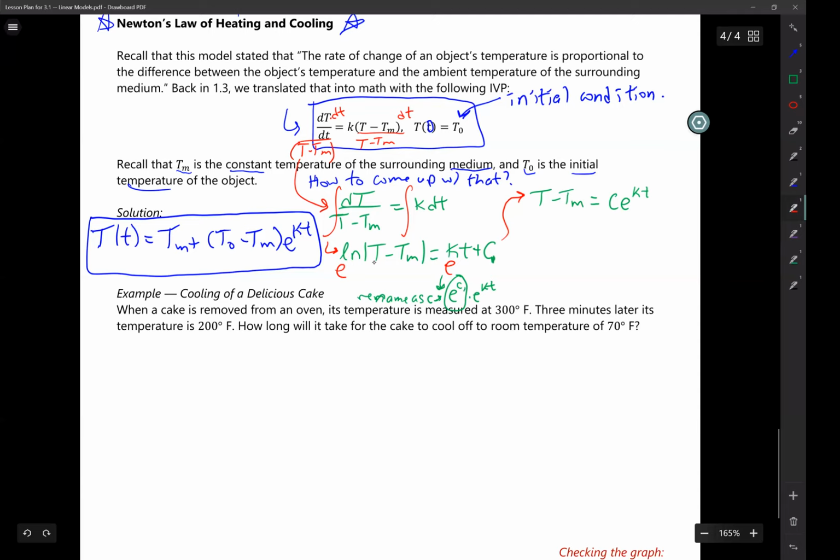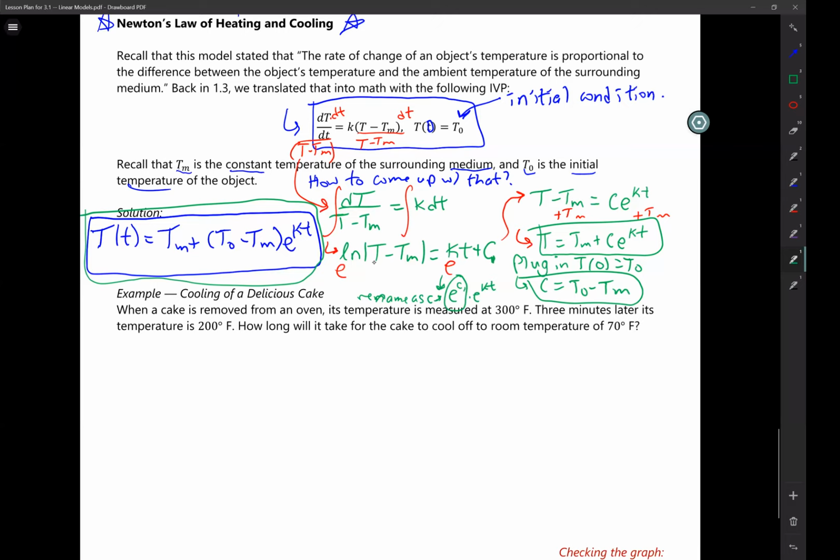You move the Tm over, so add Tm, and you're left with big T. T is equal to Tm plus C e to the kt. Then you just plug in your initial conditions, plug in T of 0 is equal to T naught, and you do the math, and it turns out that C is going to equal T naught minus Tm. And that, my friends, is why we get this really cool solution to that IVP. I don't have room to show the C, but I'm confident that you all can do that as well. So just plug this in right here.